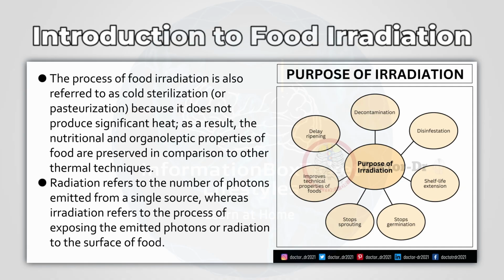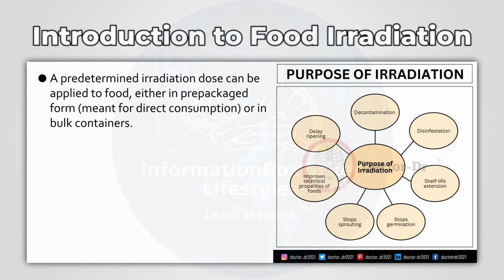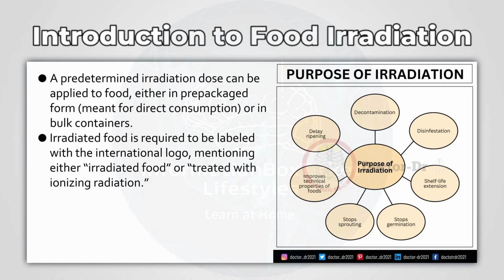Radiation refers to the number of photons emitted from a single source, whereas irradiation refers to the process of exposing the emitted photons or radiation to the surface of food. A predetermined irradiation dose can be applied to food, either in prepackaged form, meant for direct consumption, or in bulk containers. Irradiated food is required to be labeled with the international logo, mentioning either irradiated food or treated with ionizing radiation.